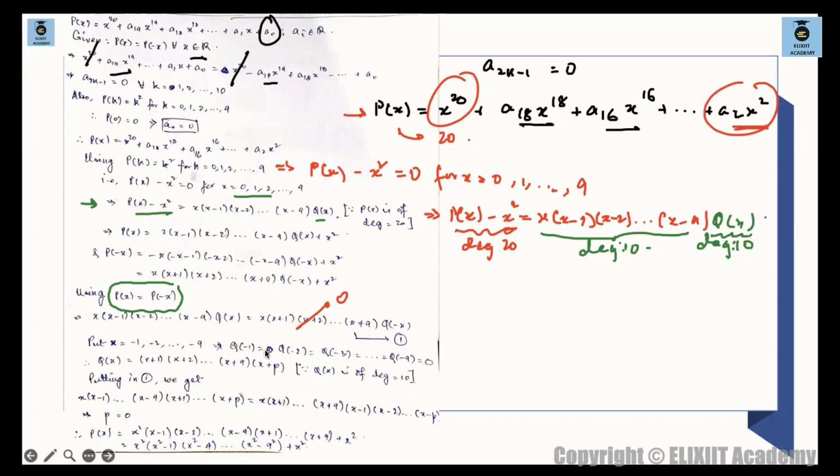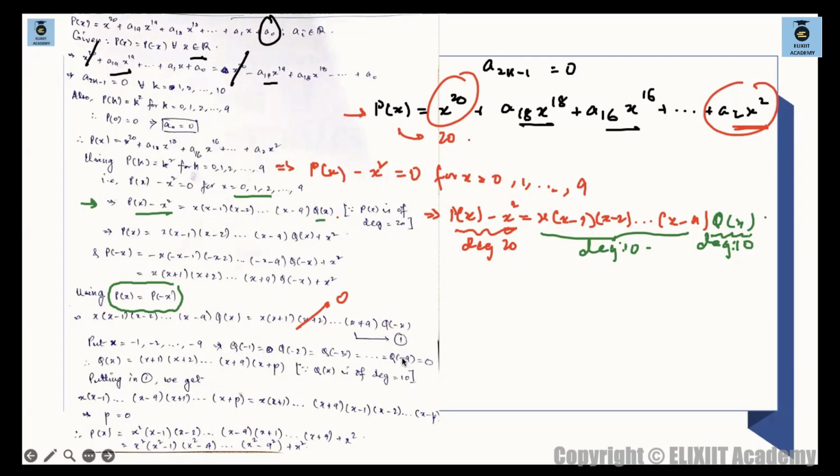So all these values, q of minus 1, q of minus 2, q of minus 3, will become 0. Are you getting my point? The right hand side will become 0. Don't you think q of minus 1 will become 0? Similarly, q of minus 2 will become 0, q of minus 3 will become 0, and so on till q of minus 9 will become 0.